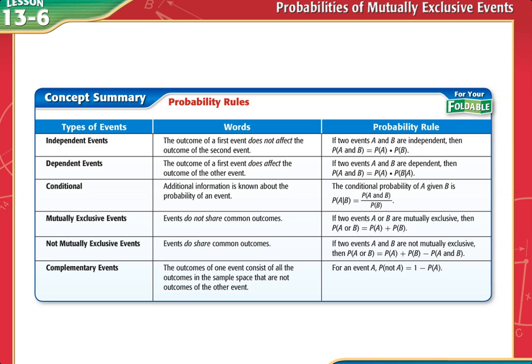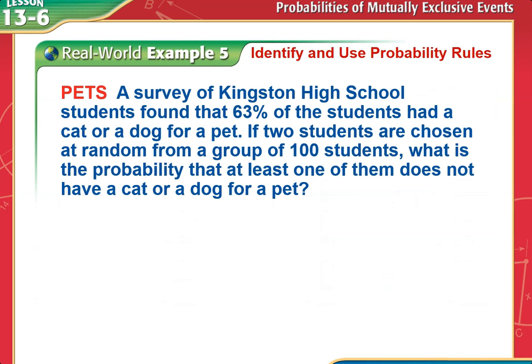Okay, here we're going to identify on example number 5 and use probability rules. In a survey at Kingston High School, students found that 63% of the students had a cat or a dog for a pet. If the students are chosen at random from a group of 100 students, what's the probability that at least one of them does not have a cat or a dog?